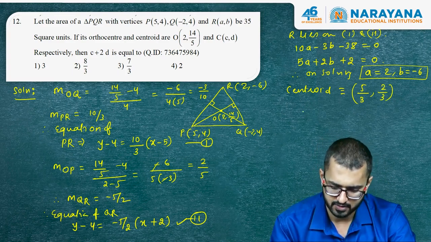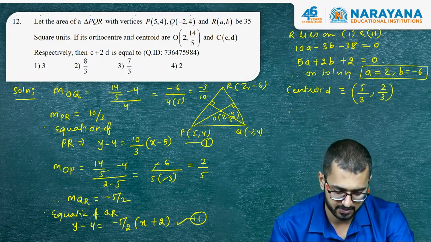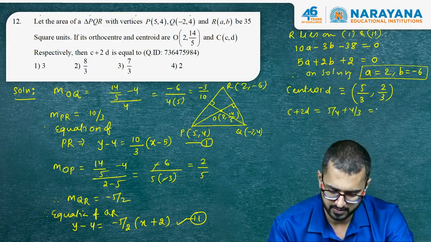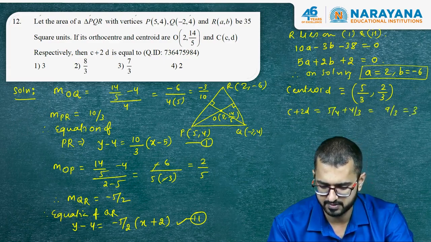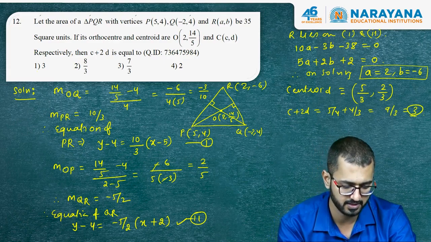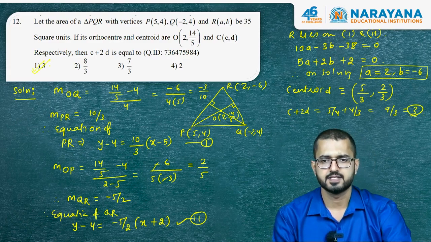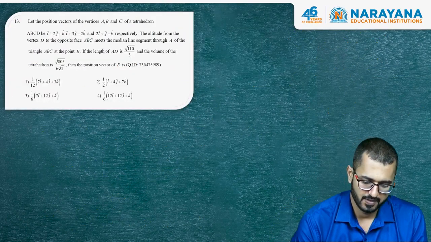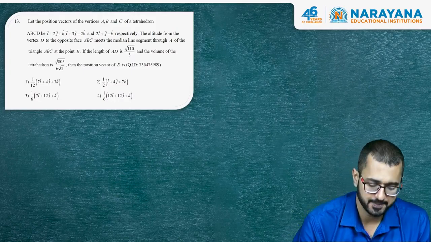Okay, so continuing further. So the centroid gives C plus 2D. So C plus 2D will be equal to what? 5 by 3 plus 4 by 3. So that will give you 9 by 3, which is equal to 3. So that makes our answer, first correct. Option A will be correct. 3 is the answer. Yeah, so coming to question number 13.